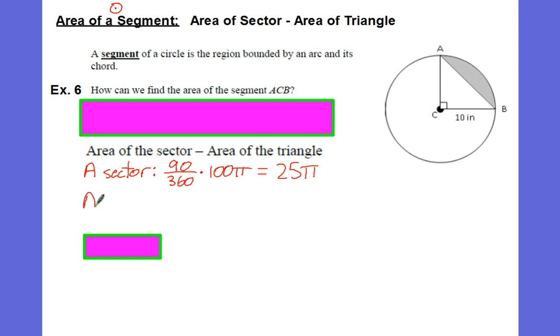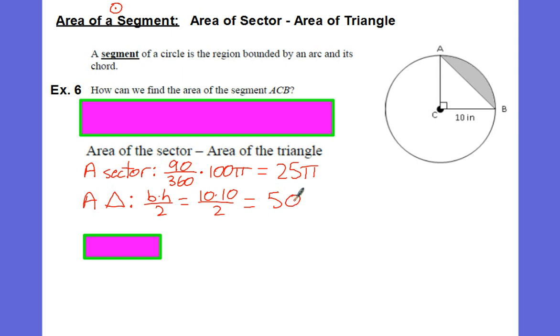Let's also do the area of the triangle, which is base times height divided by 2. Now, since it's a right triangle, these are really, really easy because your base is 10 and your height is also 10 because they're both a radius. So we're just doing 10 times 10 divided by 2, so we end up with 50.